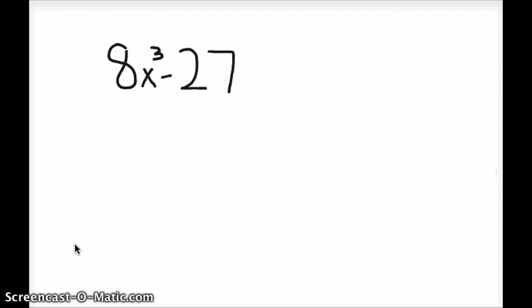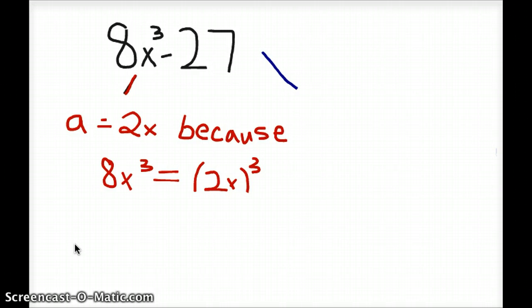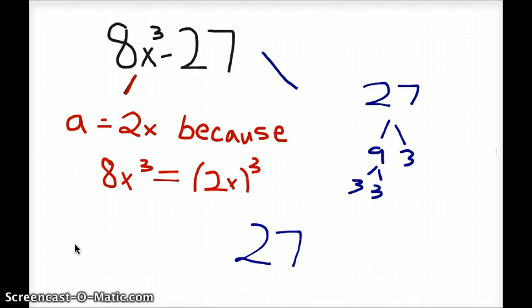Now let's do our first example of difference of two cubes. In this equation, what is a? a equals 2x because a cubed equals (2x) cubed. Now, what is b in this equation? As you factor 27, you find out that b is 3, because 3 cubed would equal 27.